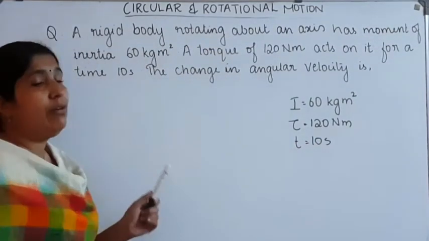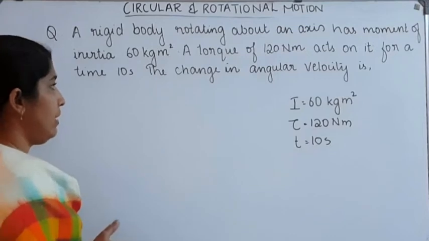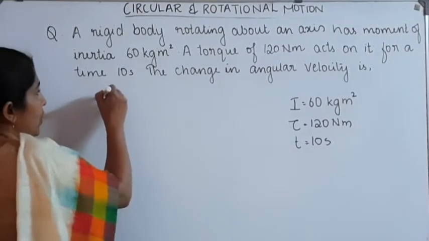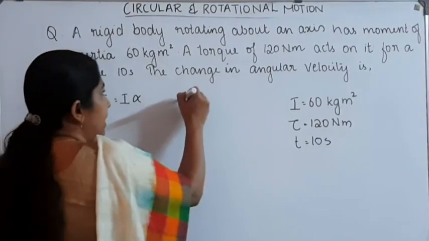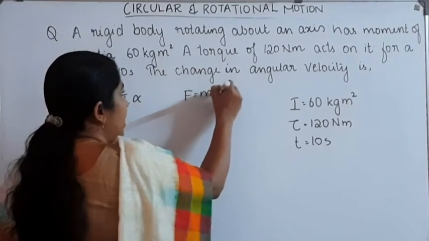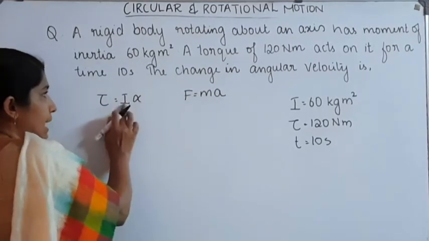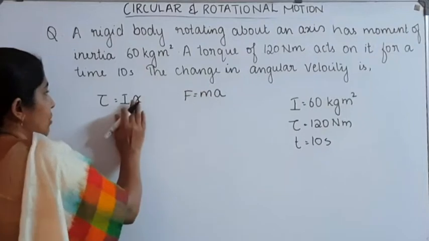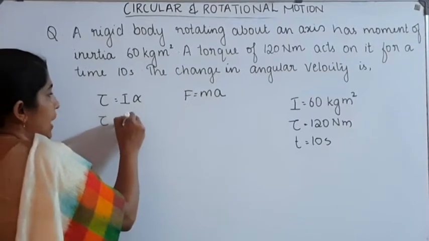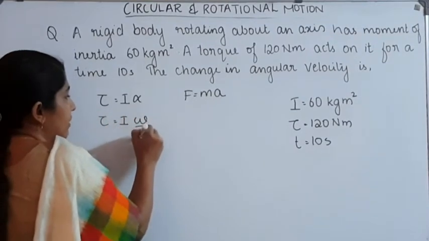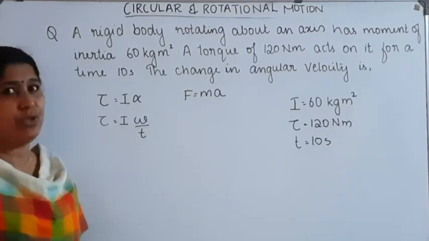We want to find out the change in angular velocity. That's our question. For this, we know that torque tau is equal to I alpha. If we don't know the equation, we know that F is equal to ma. From that we can write torque instead of force, I instead of mass, and angular acceleration instead of linear acceleration. Then tau is equal to I into alpha. Alpha is omega divided by t, where omega is the angular velocity.